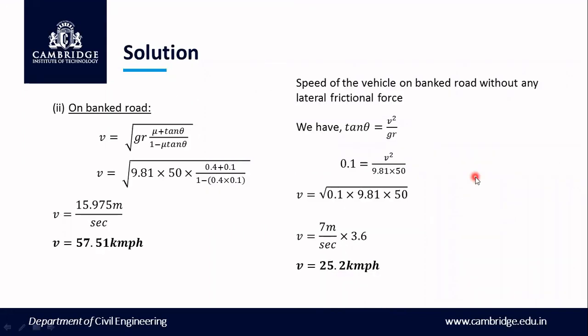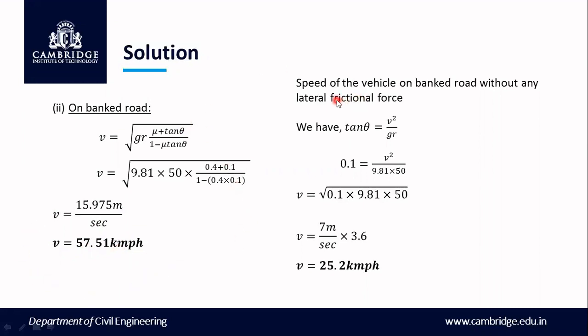Next part is to find the velocity on banked road. We know the condition as velocity is equal to square root of g R into (mu plus tan theta) divided by (1 minus mu tan theta). g is known, R is known, substitute, mu is 0.4 given, and tan theta is 1 by 10, that is 0.1. Substitute all these values, and when you solve this, you will get V is equal to 15.975 meters per second. We convert this into kilometers per hour by multiplying by 3.6, and we get V is equal to 57.51 kmph. So this is one part of the problem.